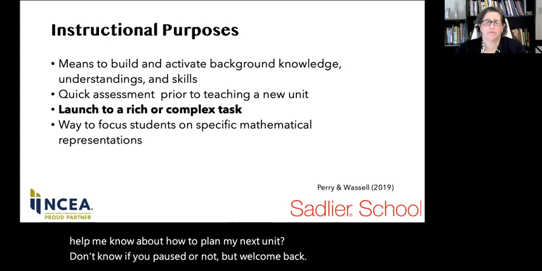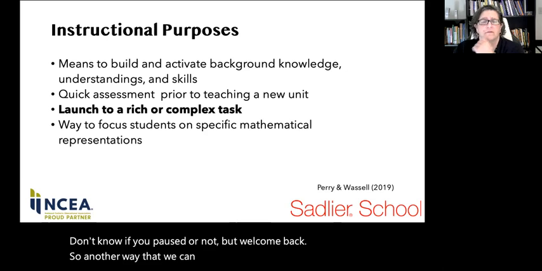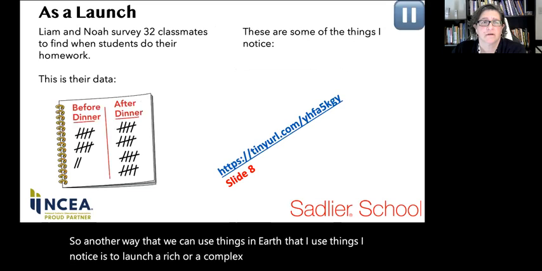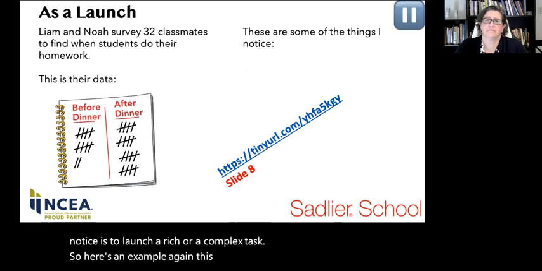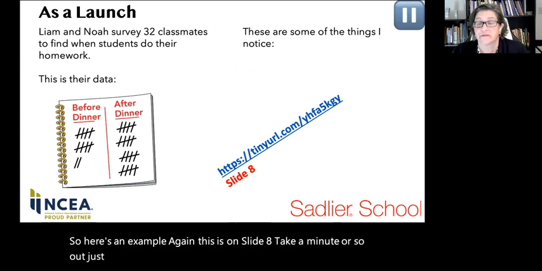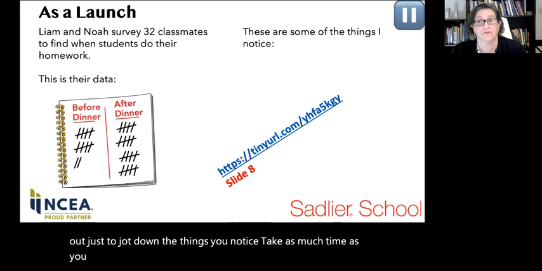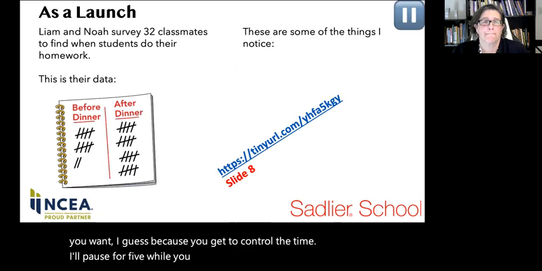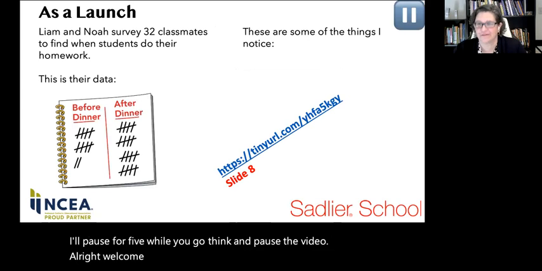So another way that I use things I notice is to launch a rich or a complex task. So here's an example. Again, this is on slide 8. Take a minute or so just to jot down the things you notice. Take as much time as you want, because you get to control the time. I'll pause for 5 while you go think and pause the video. All right, welcome back. I hope you thought lots of great math stuff.